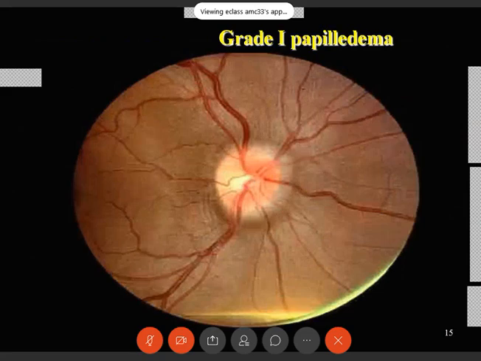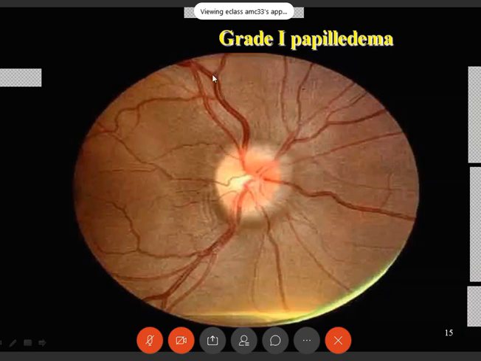This is a grade 1 papilledema. You can see the hyperemic disc. The margins are blurred. Superior, nasal, and inferior margins are blurred, except the temporal margin. Venous congestion is present. You can see the cup, and the surrounding retinal edema is present. Slight edema is present. This is early grade 1 papilledema.